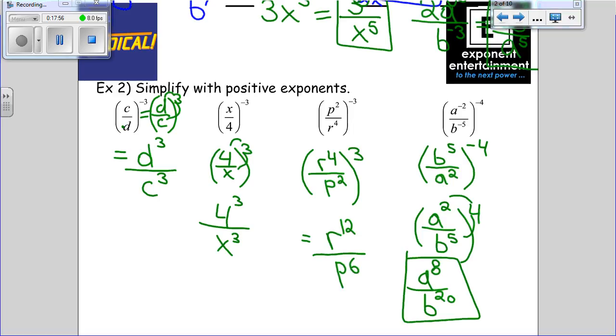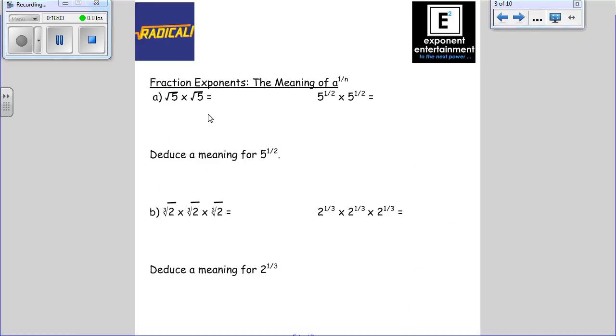Alright. Fraction exponents. So we've dealt with positive exponents, we've dealt with negative exponents, but you'll notice that those have always been integers. Right? There's been no decimals, there's been no fractions. So now we're going to start looking at fraction exponents. Before we do that, we're going to try some things on our calculator.